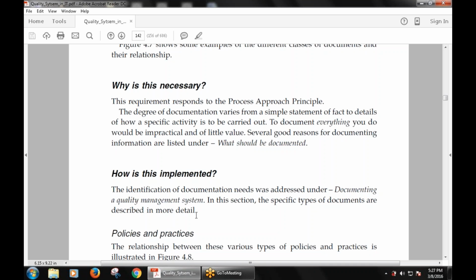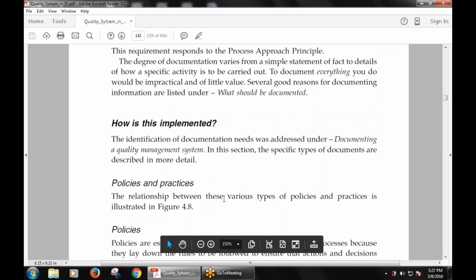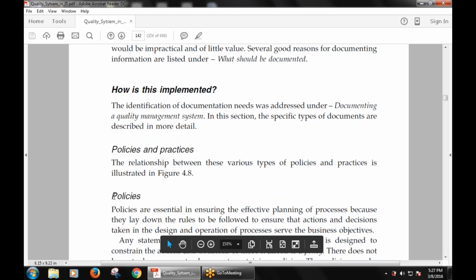First is the policies that we have already discussed. What are the policies? If I want to implement something in my organization, what are the policies? We can say these are the rules and regulations that will be carried out while implementing or while denoting the organization behavior. That is the various types of policies and practices illustrated in 4.8.